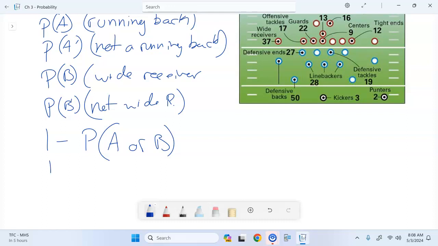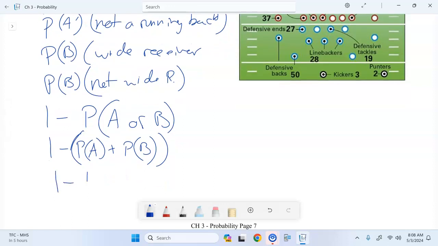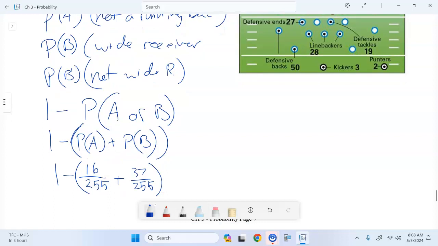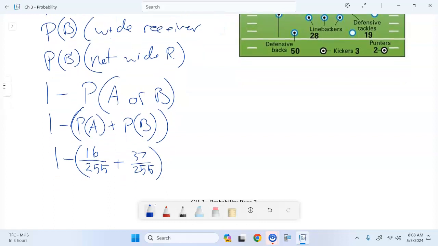So what is the probability of event A? Out of 255. And what's the probability of event B? 37 out of 255. So we want to add those two probabilities first to find the probability that they are a wide receiver or a running back, and then to figure out the probability of them not being a wide receiver or a running back, we find that complement.